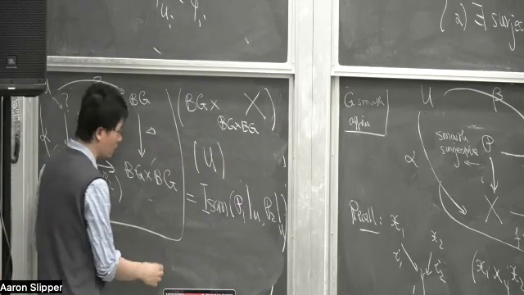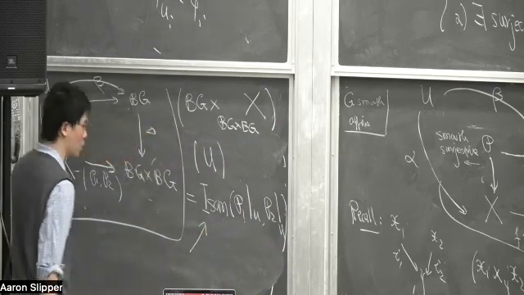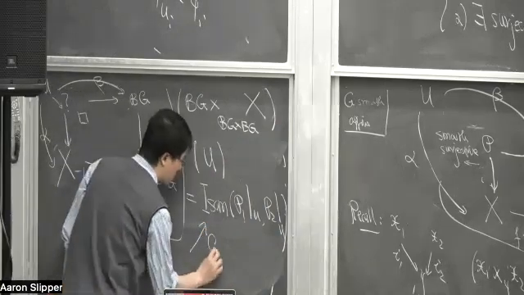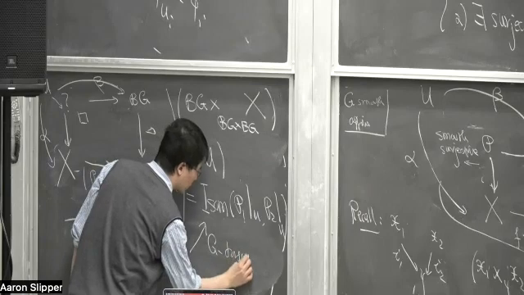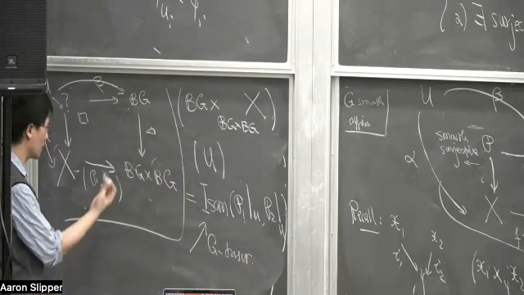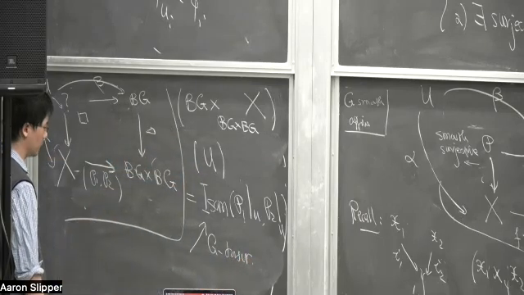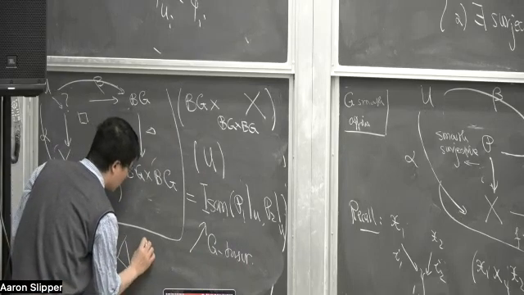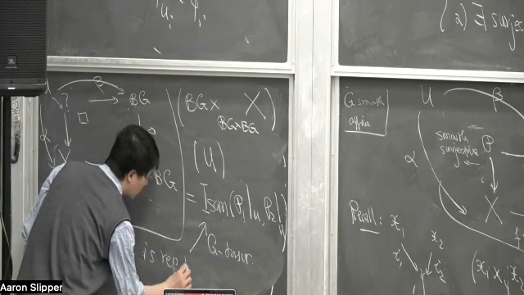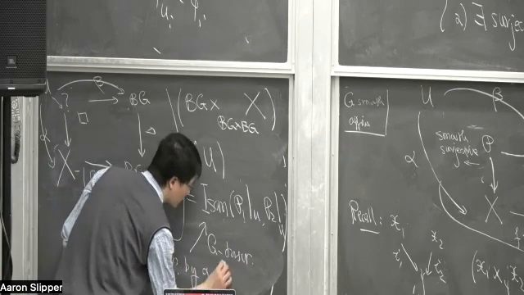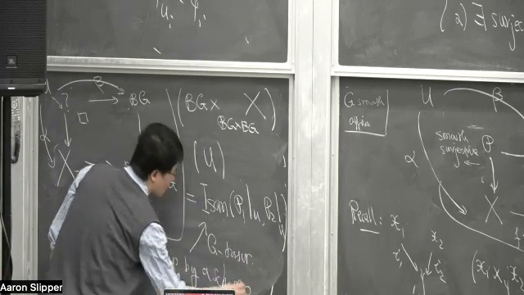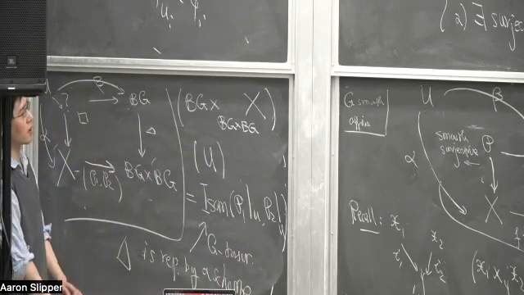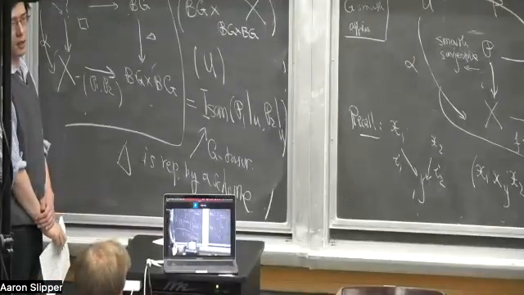In particular, it has a local trivialization. This is the G torsor. So in particular, indeed, the diagonal is represented. Therefore, we completely prove that BG indeed is an algebraic stack.